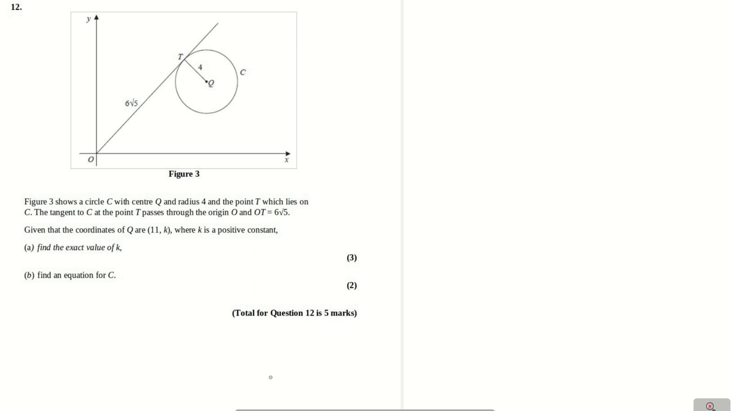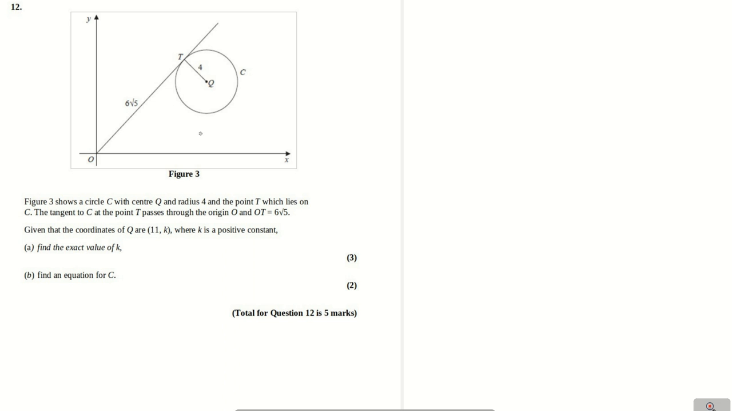Right, so we've got to find the exact value of k here. It shows us this circle and gives us some information. If you look at the circle, I think we can see that the radius is actually going to be 4, and this distance from where the tangent touches the circle to the origin is 6 root 5.